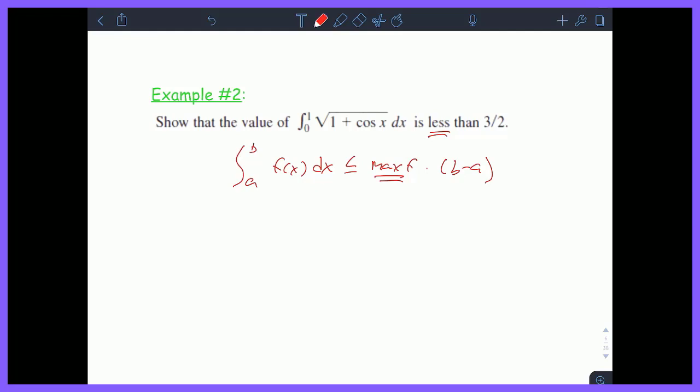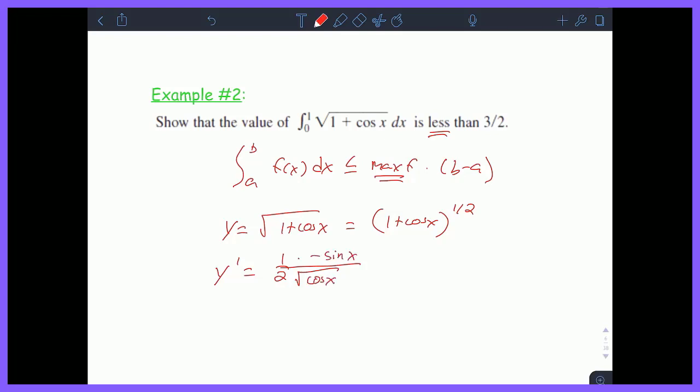So this shouldn't be too bad. If the original curve is the square root of 1 plus cosine x, and I want to find the maximum value, I simply find the derivative. This is just 1 plus cosine x to the 1/2. So the derivative is equal to 1/2, let's just do square root of cosine x, times negative sine x. For the derivative of the inside, you have to chain that. So this is the derivative.